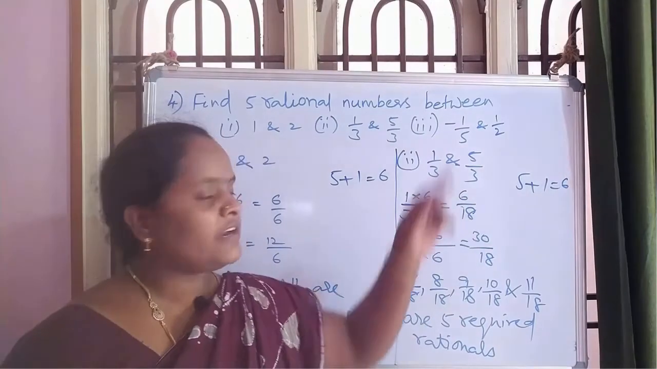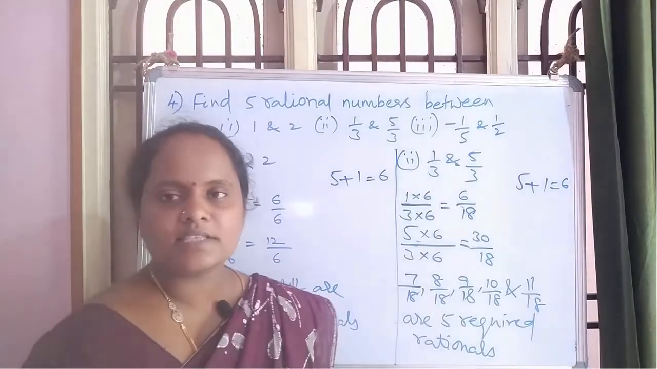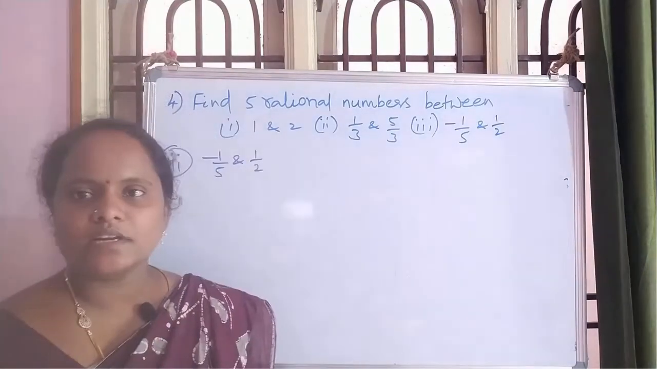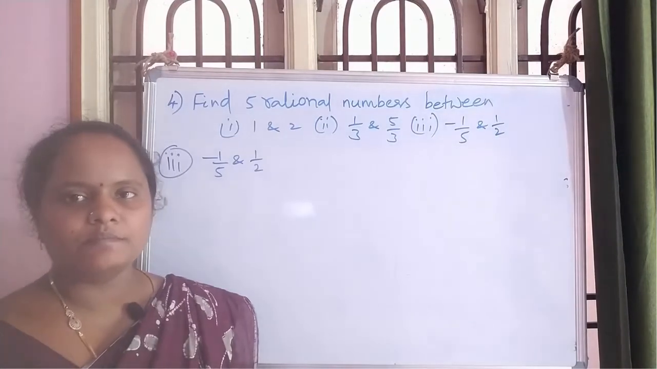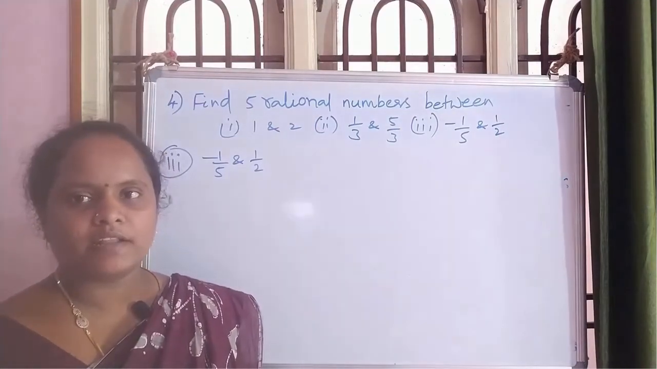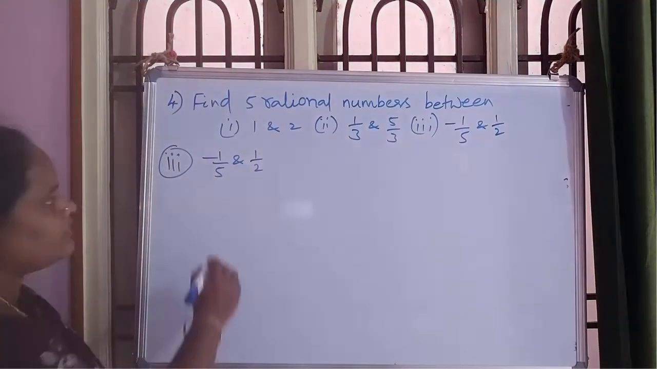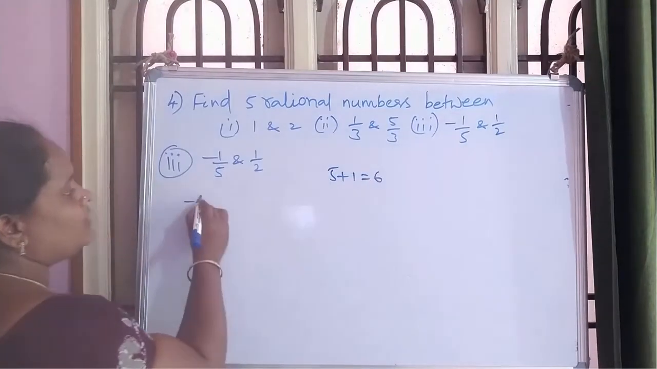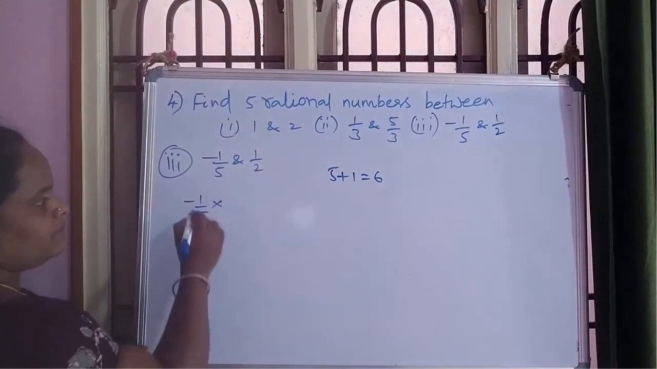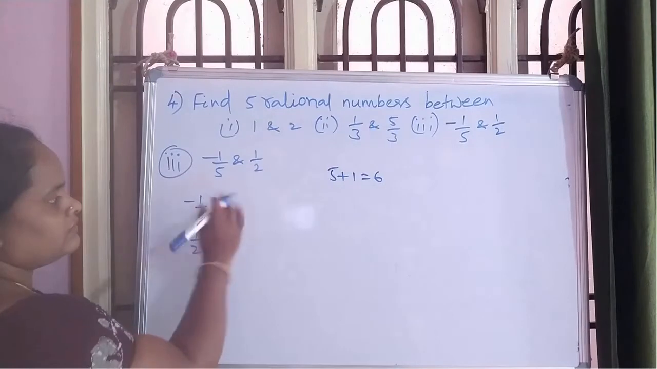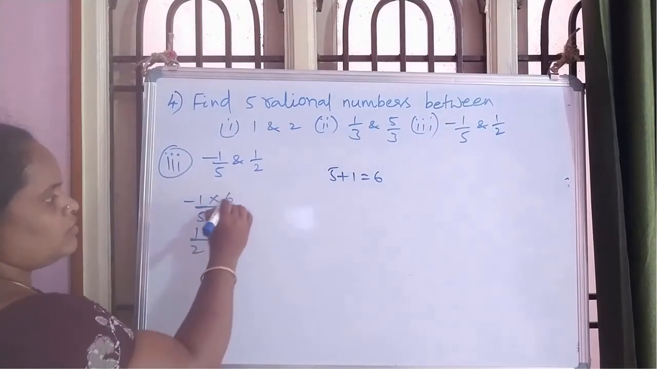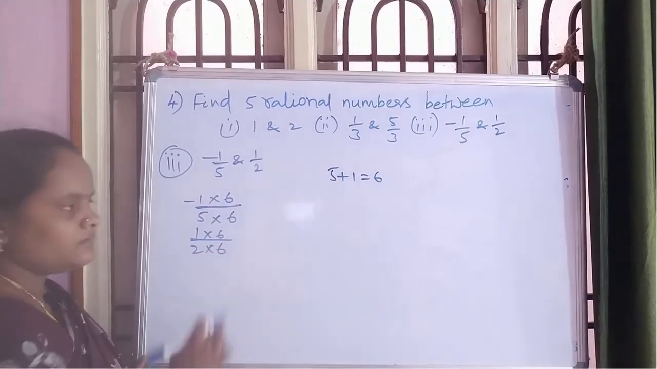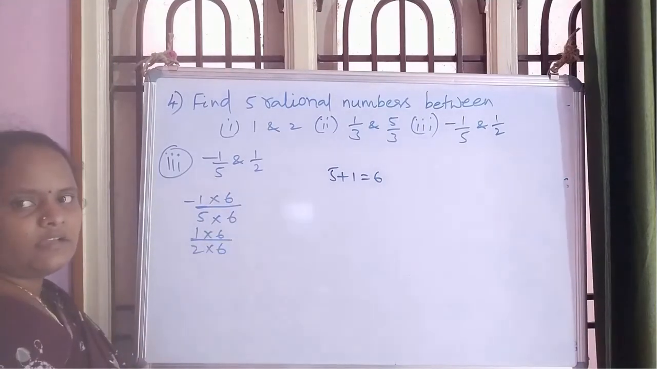2. Here different denominators are there. So in this case, how to find out 5 rational numbers? Now let us see. So third question, minus 1 by 5 and 1 by 2, different denominators. If different denominators are there, 5 rationals are asked, 5 plus 1, that is 6. If I multiply, what will happen? Let us see. 6 by 6 in the numerator, in the denominator. Both in the numerator and denominator I have to multiply with 6.